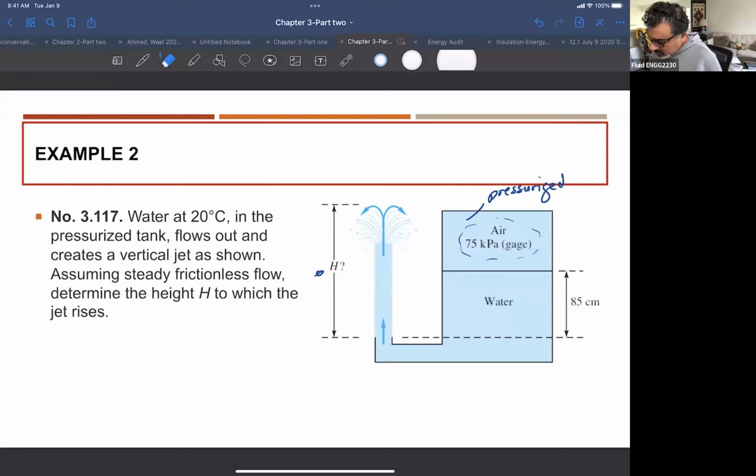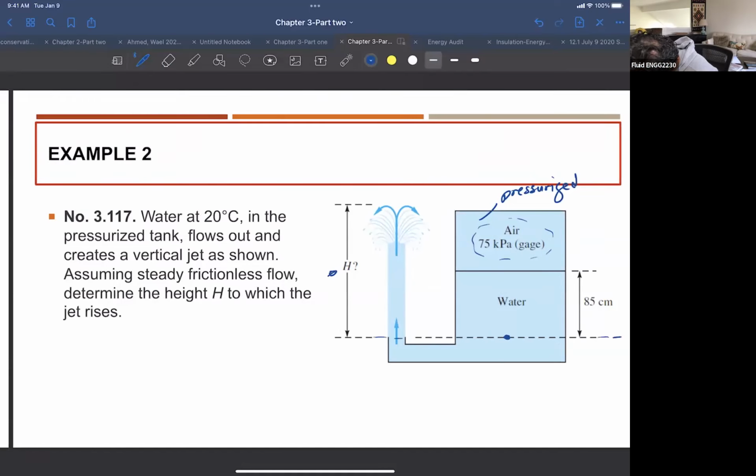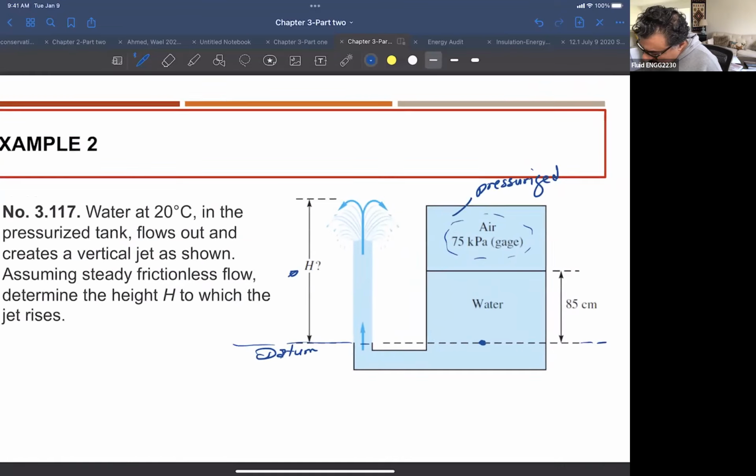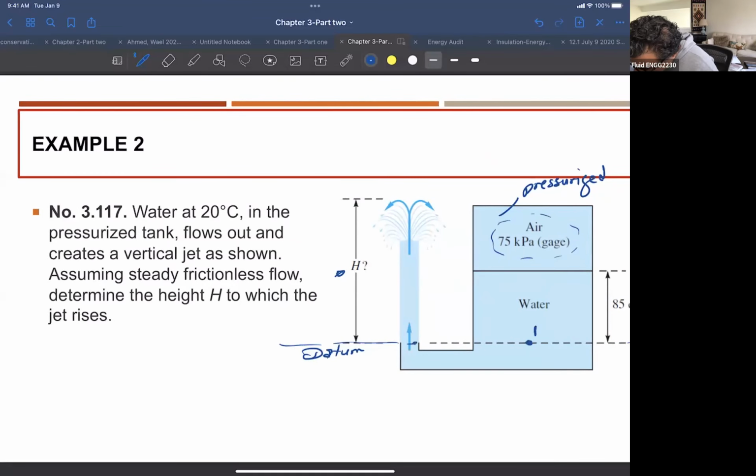So this is the tank. I need to be smart when I select the points. I have to put those points at a location I can refer to, like a reference. So let's say, for example, if I take this as my reference or datum, I can take point 1 here, and I can take point 2 here, right?